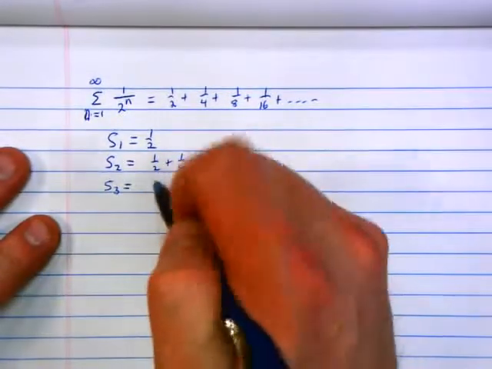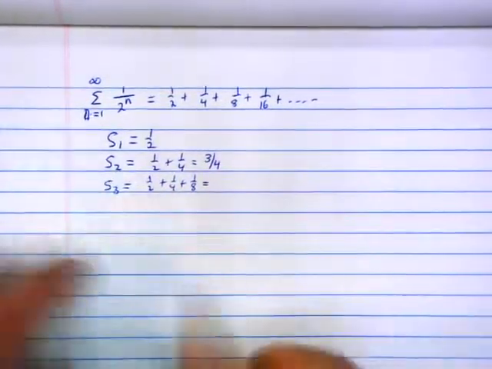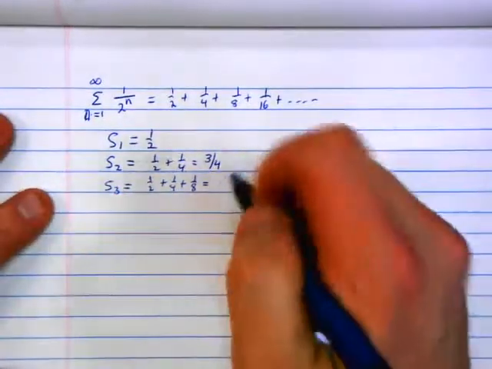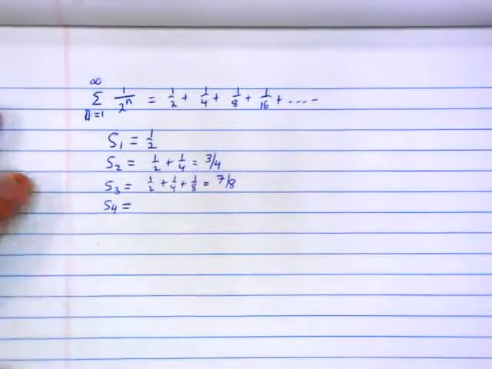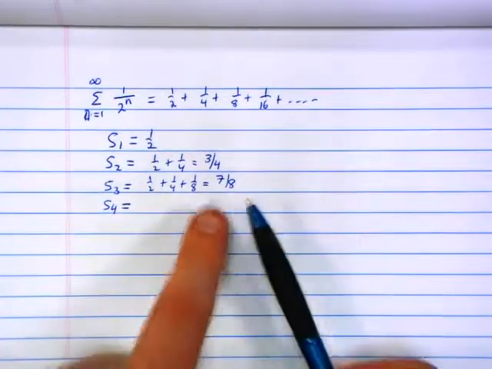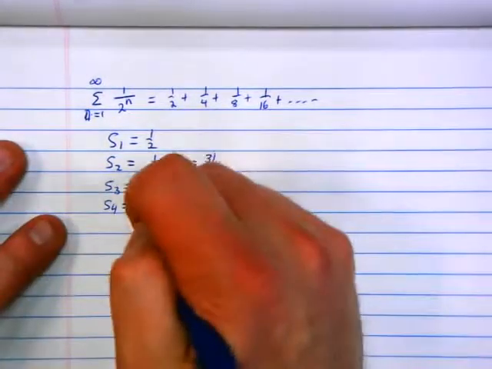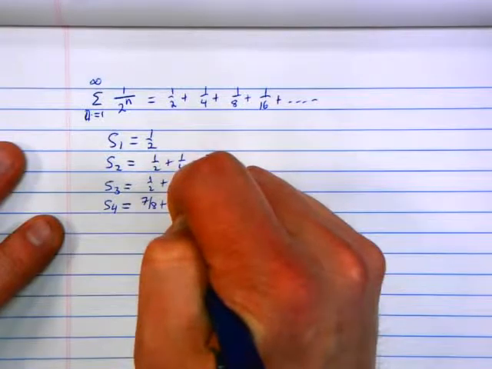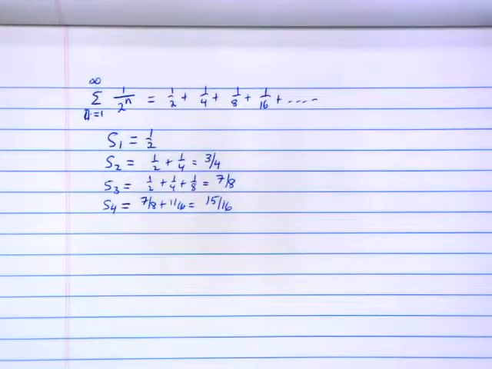It's 1/2 plus 1/4 plus 1/8, which is 3/4 plus 1/8, which is 7/8. I love fractions. That's great. How about S4? For S4, you would take your previous answer, 7/8, and you would add 1/16, which happens to be 15/16.